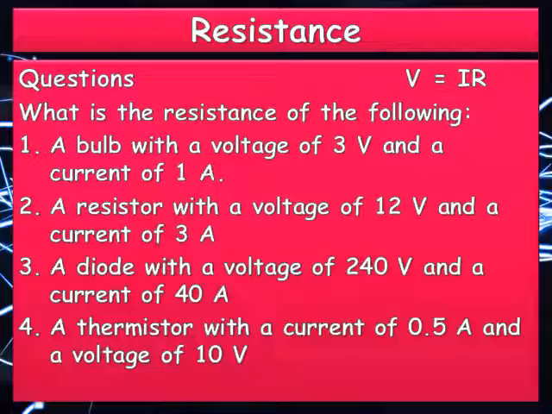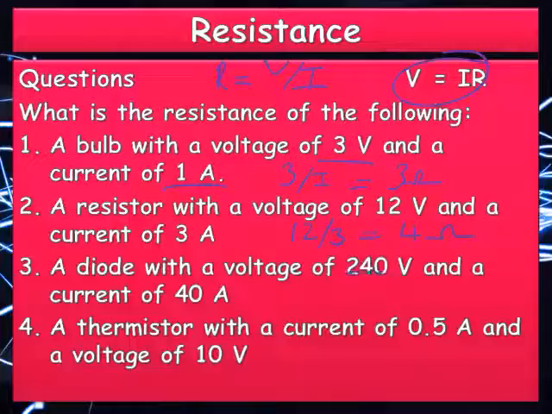Okay, so let's just rearrange the equation. V equals IR, so resistance is going to be voltage divided by current. Okay, so a bulb with a voltage of 3 volts and a current of 1 amp, just plug in the numbers, it's going to be 3 divided by 1, which equals 3 ohms. A resistor with a voltage of 12 volts and a current of 3 amps, so it'll be 12 divided by 3, which will be 4 ohms.